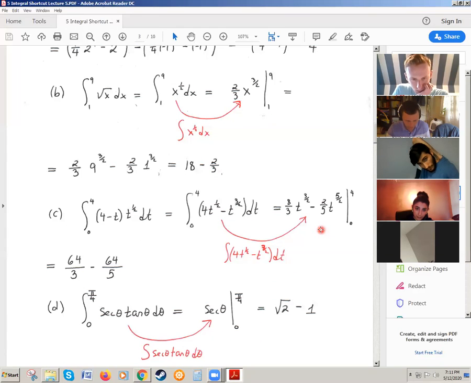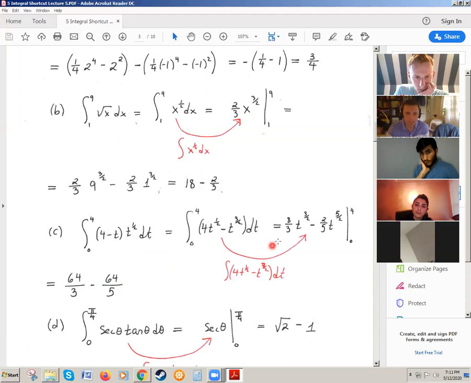And so what happens is that we get 64 over 3 minus 64 over 5, right? Because when I plug in 4, the square root of 4 is 2. 2 cubed is 8. 8 times 8 is 64. Here I have 4 to the power of 1/2, which is 2, and 2 to the power of 6. Again, we get 8. So we have 64 over 3 minus 64 over 5. Good? So that's just a calculation.